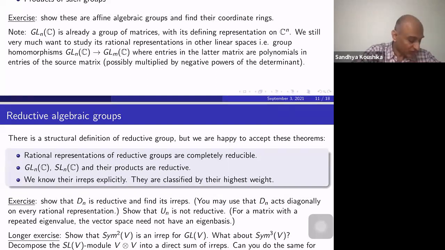So I strongly recommend this exercise: try to see that the second symmetric power is an irreducible representation. See if you can say something like that about higher symmetric powers, third power, fourth power, and so on. Then take the second tensor power and try to decompose this into a direct sum of irreducible representations.